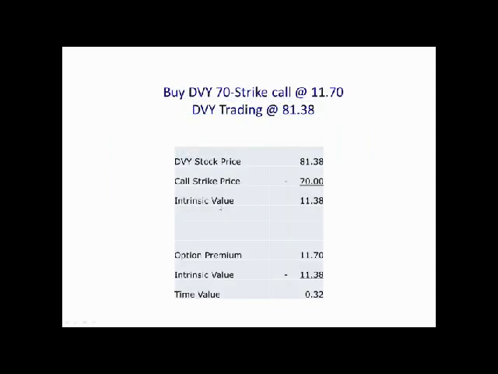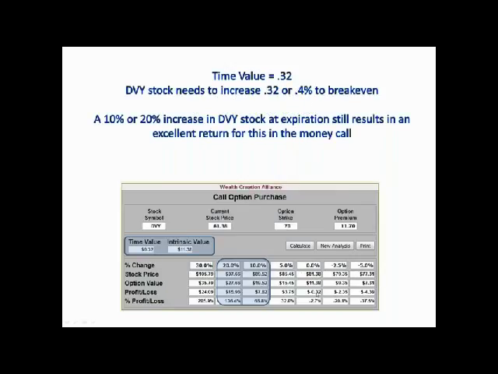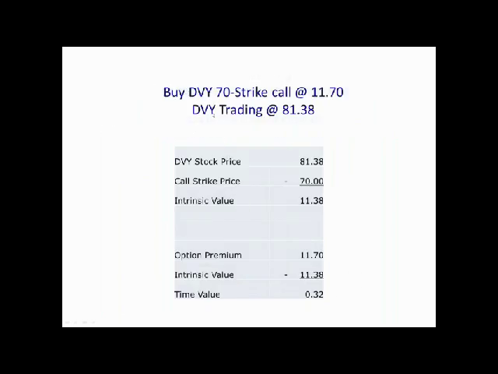Let's look at the math on this and how you can calculate the time value portion of the option. The stock was trading at 81.38. We bought the 70 strike call, and we paid 11.70 for the option. The intrinsic value is calculated by simply subtracting the strike price from the stock price, so this option that we paid 11.70 for had an intrinsic value of 11.38. Then you take the total premium, in this example 11.70, and subtract the intrinsic value from that, and you can see that this option had a time value of 32 cents. What that means is the DVY ETF only had to go up 32 cents, and this trade would break even and start making money.